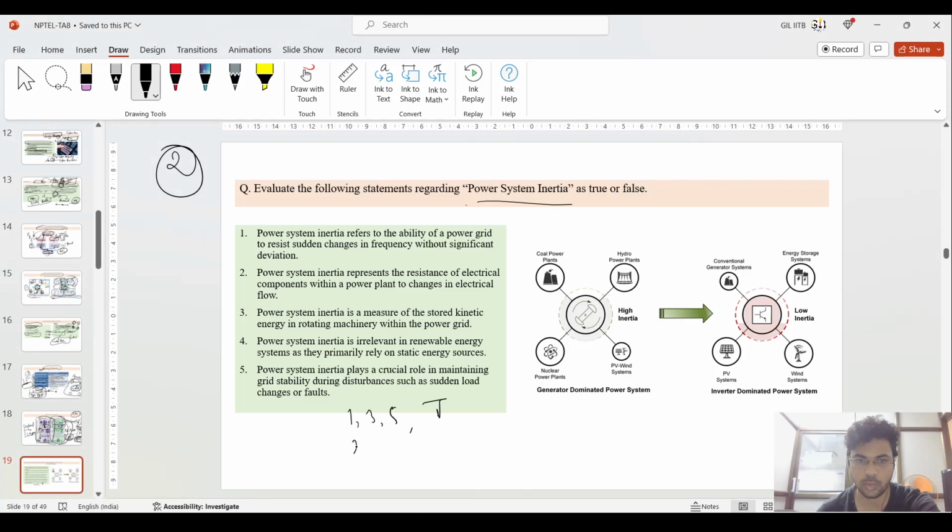Okay, first, three and five, one, three, five are true, and the rest, two and four, are false. I got one answer. Anybody else want to try? You have 2 minutes to solve this question.